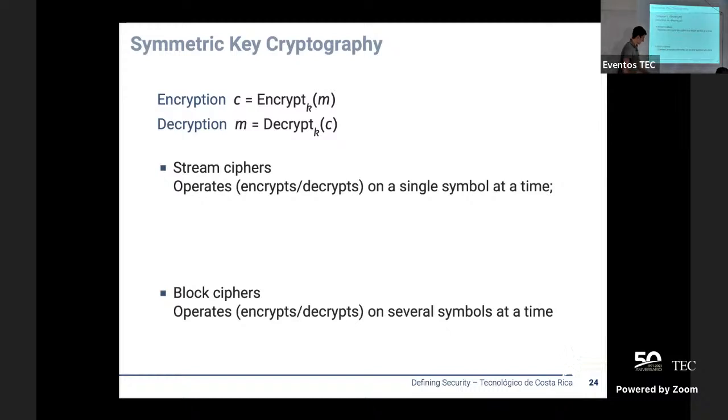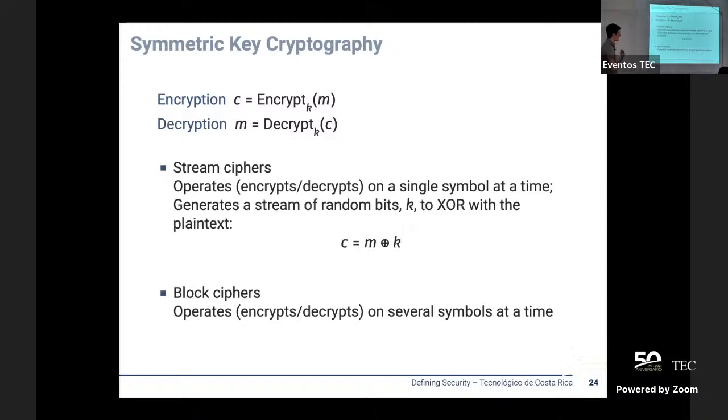For example, if you have a stream cipher to encrypt the message hello, then a stream cipher would first encrypt the letter H, then the letter E, then the letter L, then another letter L, and then the letter O. But the block cipher would maybe take the first two characters, HE, and turn that into a ciphertext, and then take the two L's and convert that into a ciphertext, and then O, and probably it would need some padding, so it needs to have some value here, and then turn that into a ciphertext. So there are just two different mechanisms that are used in symmetric key encryption.